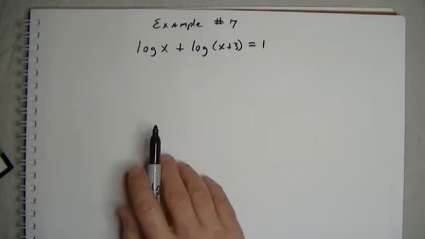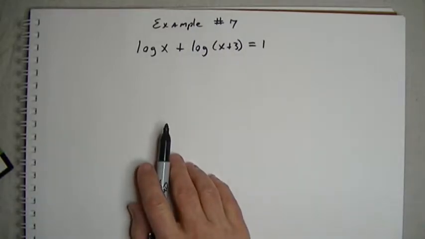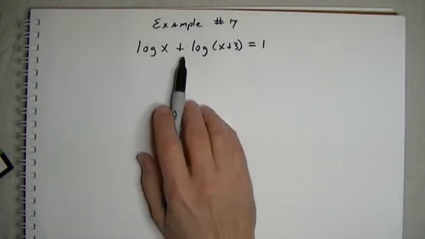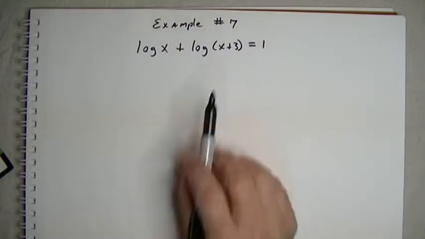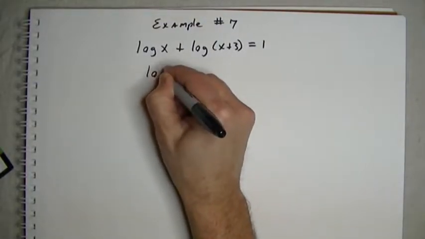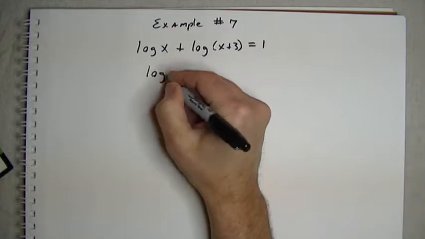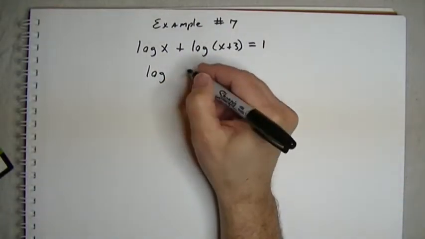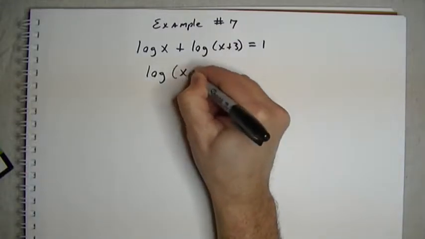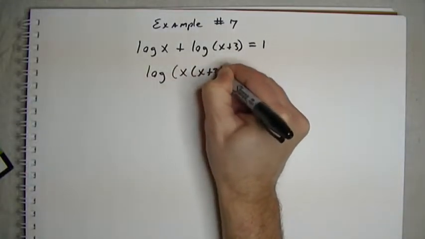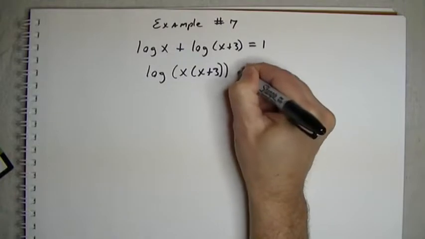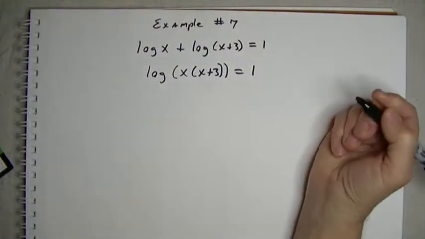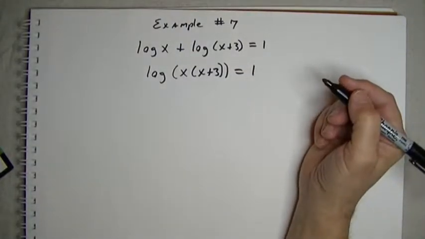So here we go. First thing we're going to do is say, well, if I got the log base 10 of x plus the log base 10 of x plus 3, that's obviously just going to turn into the log base 10, right? That's implied, of x times x plus 3. So x times x plus 3. And all that still is just equal to 1. Okay? So what do we do now?